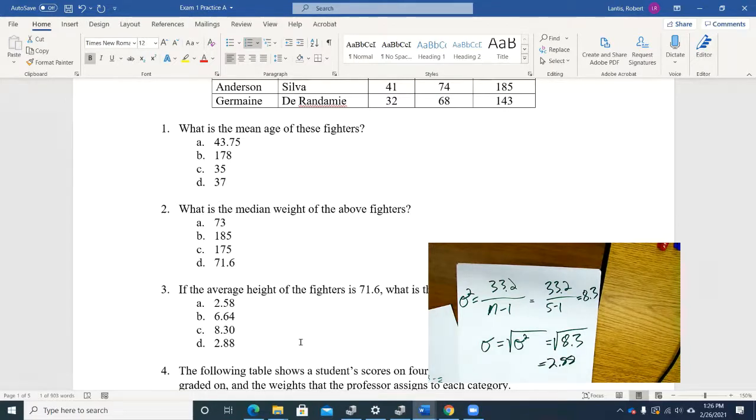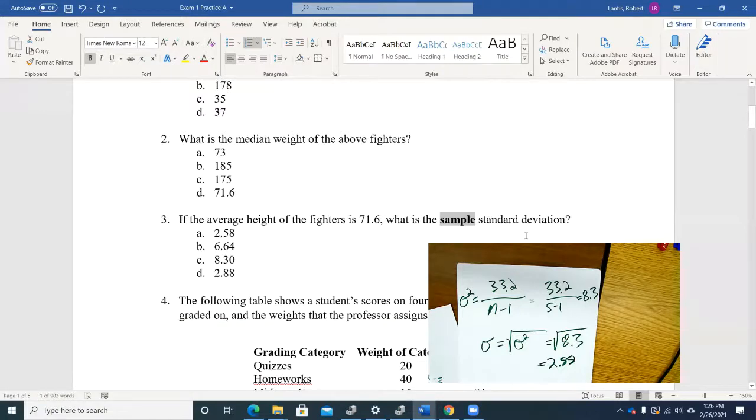So I didn't write down, I just audibly said how we found that numerator. But really the key here I want to point out is if you're looking for a sample standard deviation, we're dividing by n minus 1. If it was a population, we would have just divided by n. And then to find that standard deviation, we have one more step, which was take the square root.